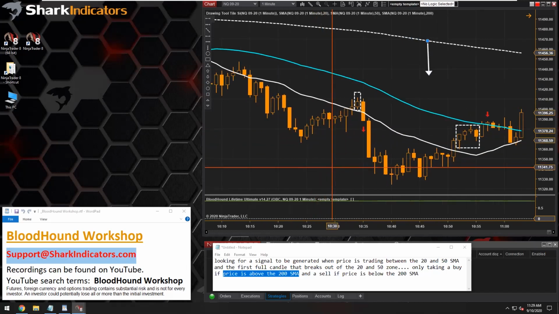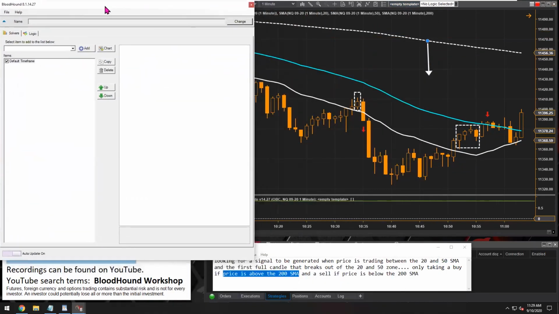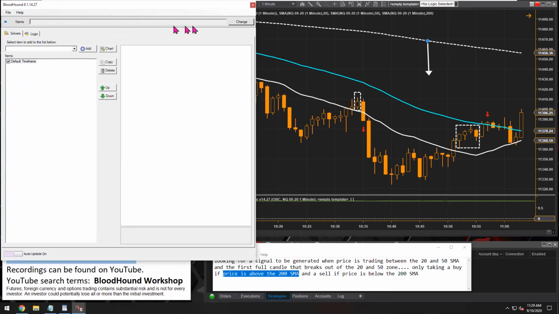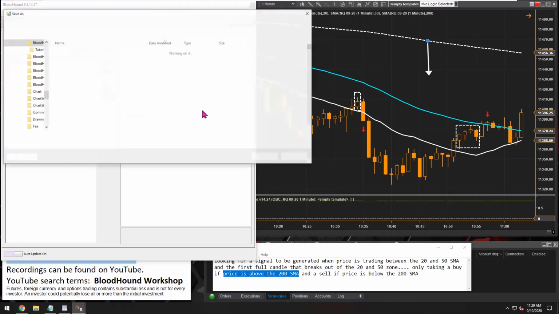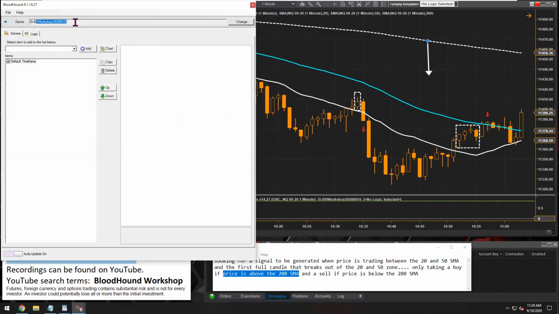All right, so we have a location on our chart here, a little working area that we can begin with. So let's get BloodHound open for today's questions. The first thing we want to do here with BloodHound is put a file name in here, so all your work starts getting saved to a file. So let me hit the change button and put today's date in there. All right, so we have a file name.